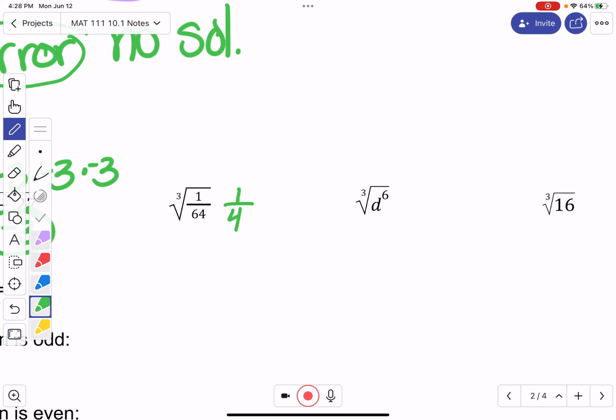Here, cubed root of d to the 6th. Essentially, we're saying, what can I multiply together 3 times to get d to the 6th? So if I did d squared times d squared times d squared, we'd get d to the 6th. So the cubed root would be d squared.